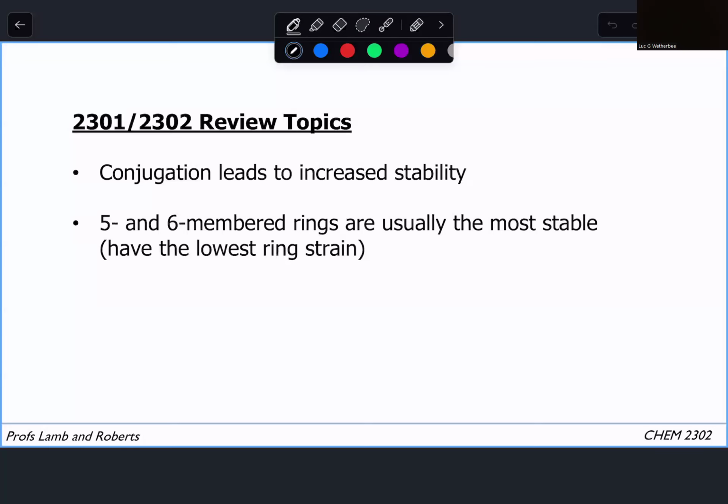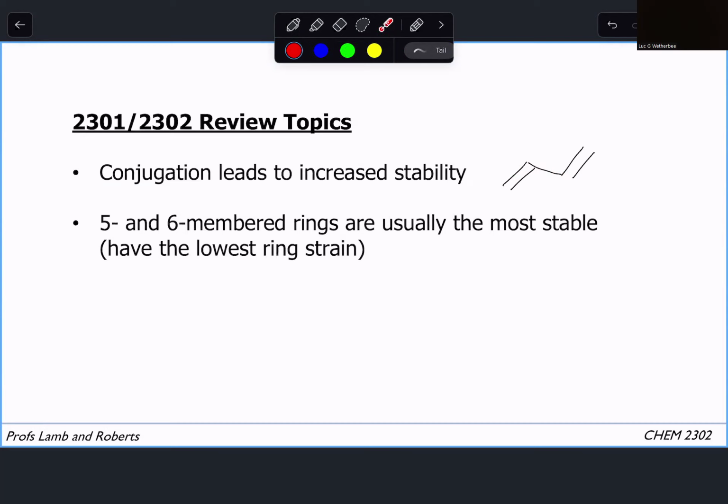And as shown on that intro slide, we're making products that are conjugated. So as a reminder, conjugation is something like this, where you have a double bond, a single bond, a double bond, right? So you don't want two double bonds in a row, but double bond, single bond, double bond. That leads to increased stability, sort of similar to aromaticity, but not quite as extreme, I would say.